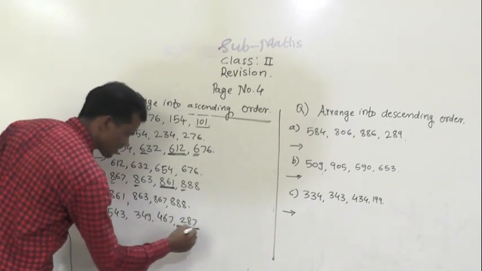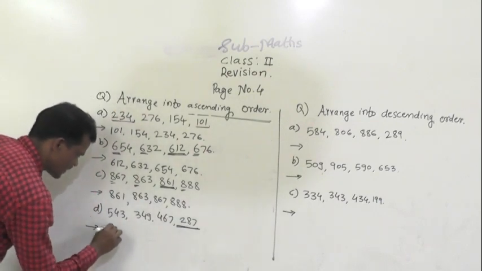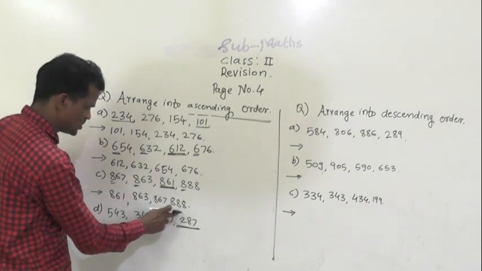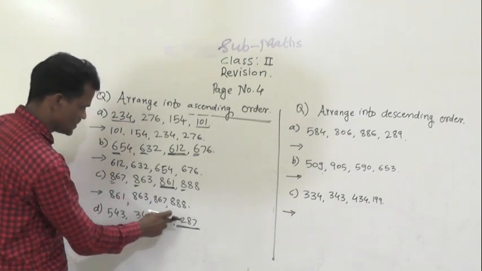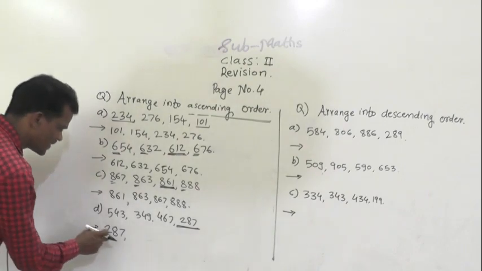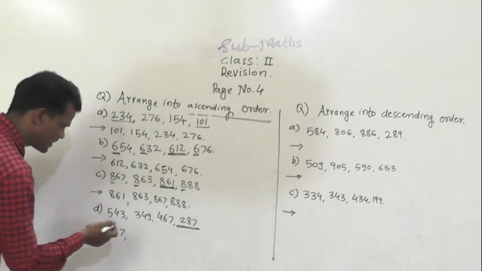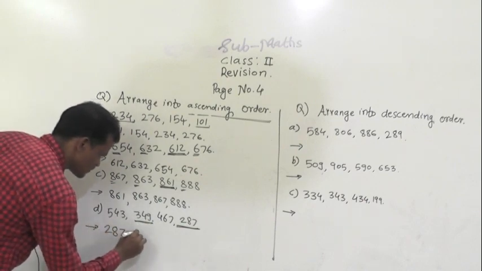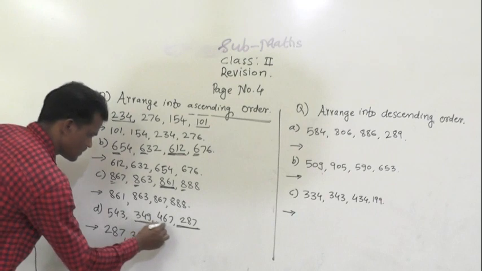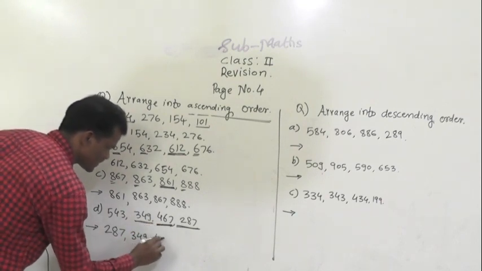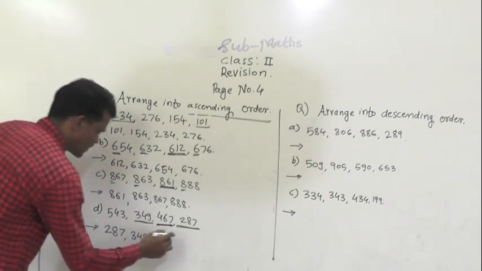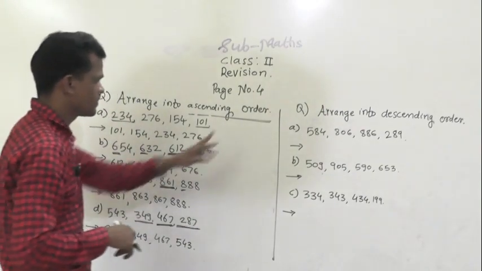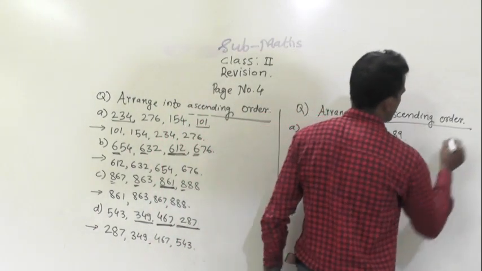Then next: 543, 349, 467, 287. Now compare the hundreds place digit. Here 2 is smallest, so 287 is the smallest number. Greater than 287 is 349, then 467, and last 543.